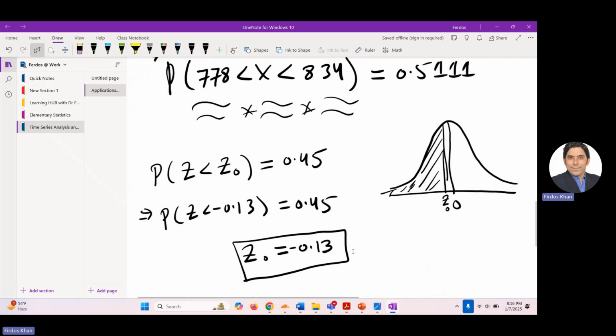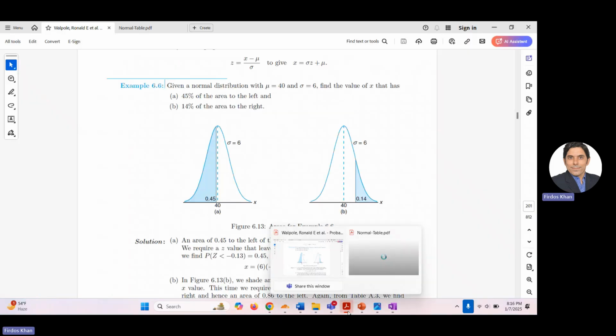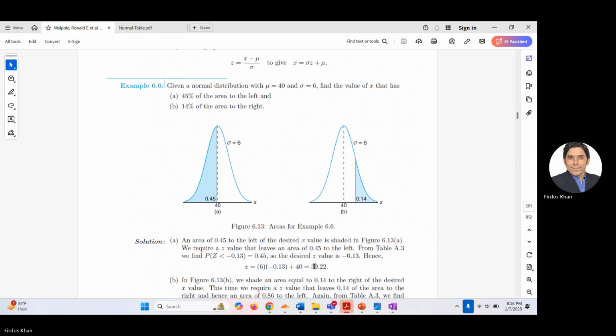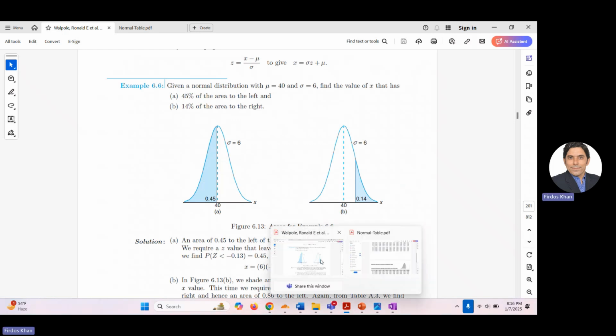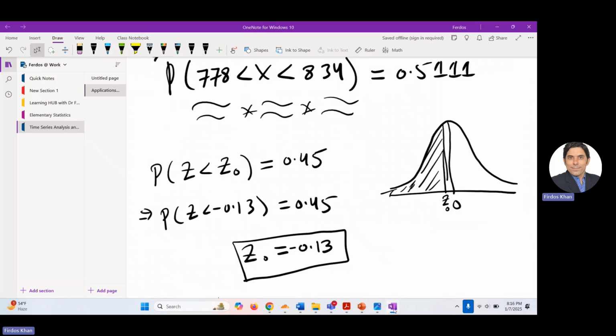Now if you look at the question, they ask to find the value for x, not for z. So we need to go back and find the value of x, but remember that mu is given and sigma is given. So how can you go back? Just look at this.